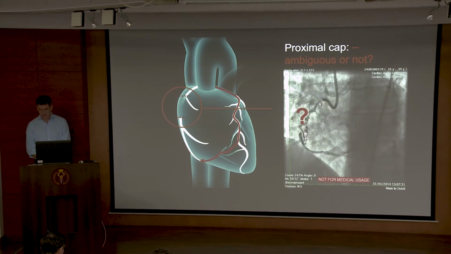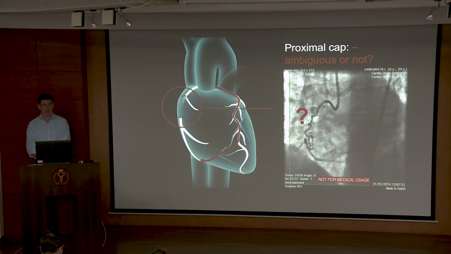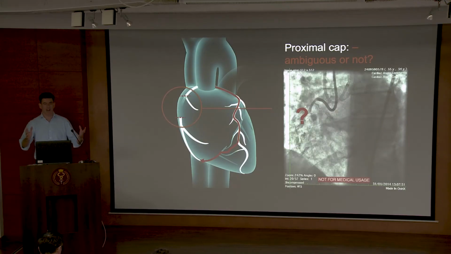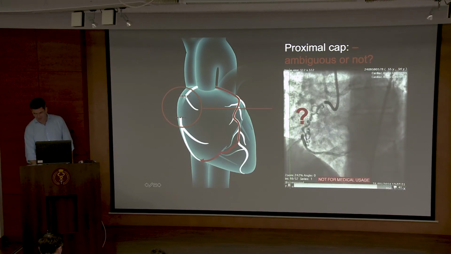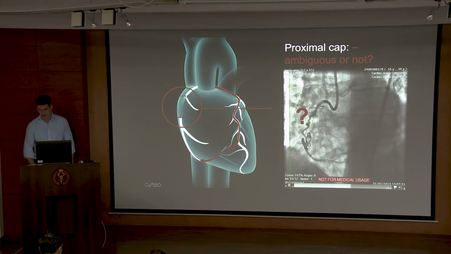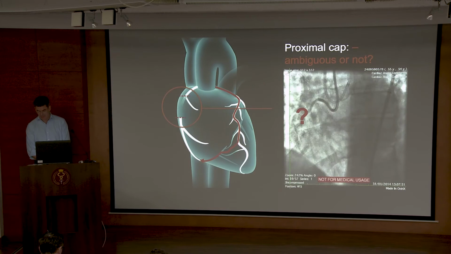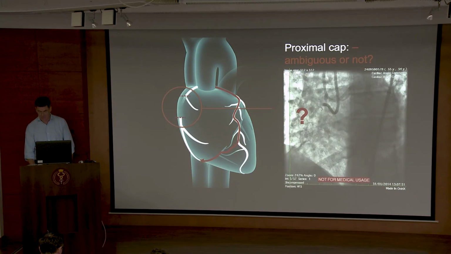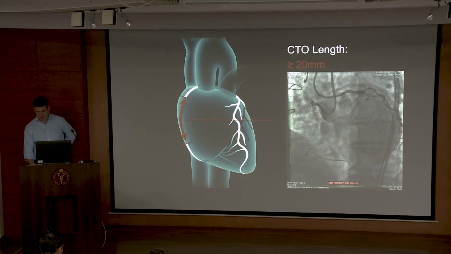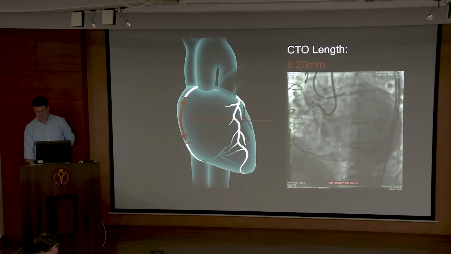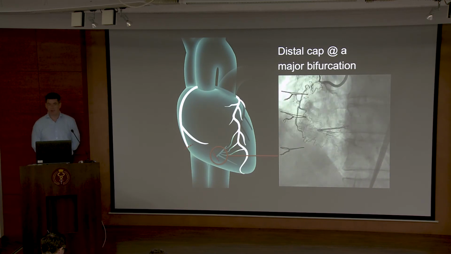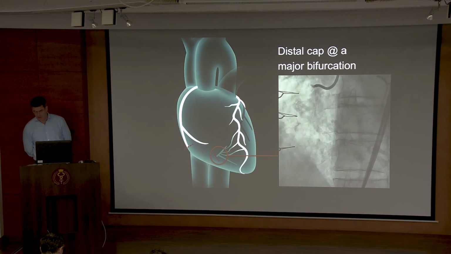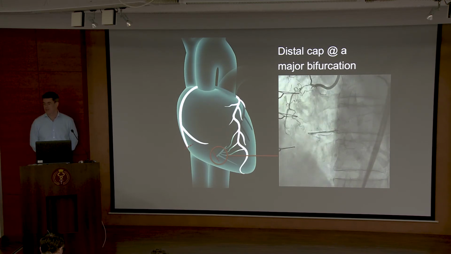So what about this one? What do we think? Is this an ambiguous cap or not? Show of hands, ambiguous? Yeah. This is one of those unusual situations with a very mature antegrade collateral. You can't really see where the cap is. What about the lesion length here? Long? Yeah. Distal cap here at the major bifurcation? Yeah. So this is almost certainly going to be a retrograde case.